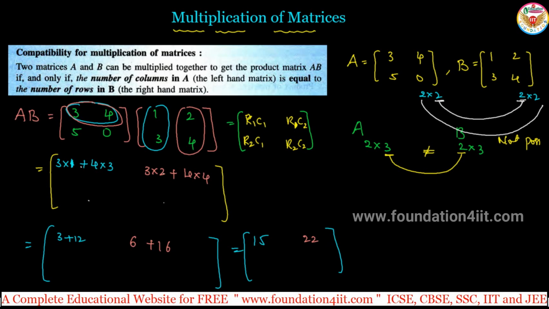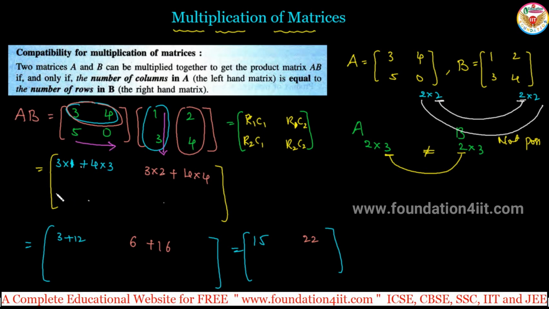Next position is row 2, column 1. So this is the first matrix's second row and the second matrix's column 1. This is the second row, first column, because this place is second row, column 1. Now 5 into 1 plus 0 into 3. 5 ones are 5 plus 0 threes are 0. So that is 5, right?